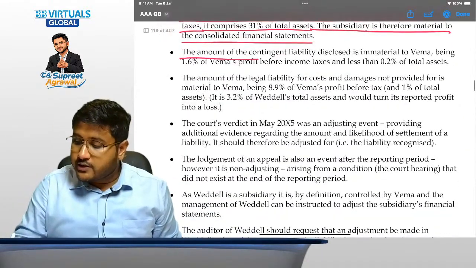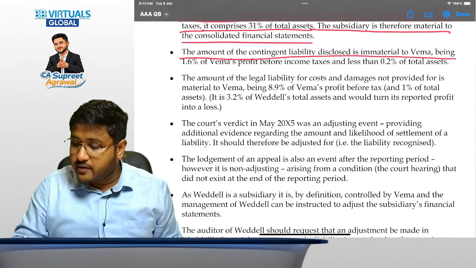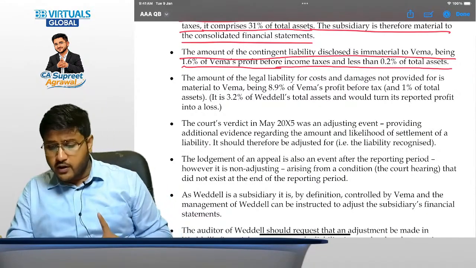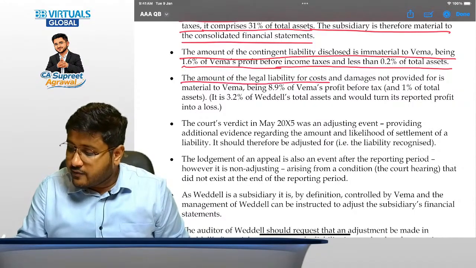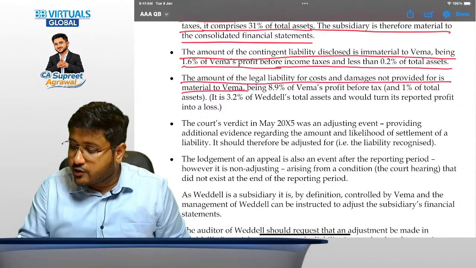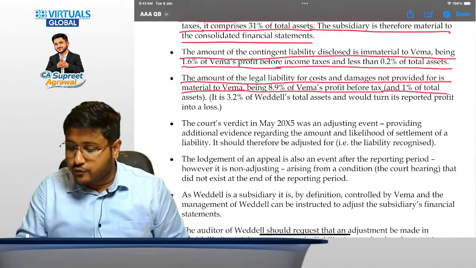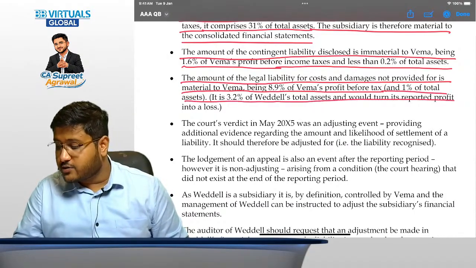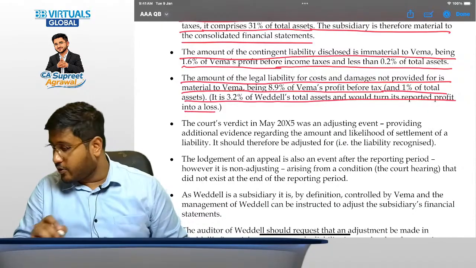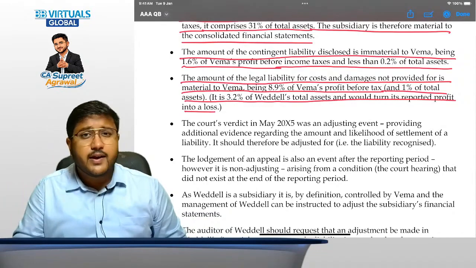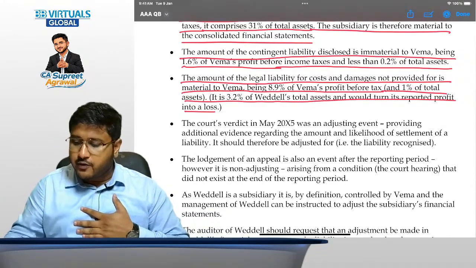The amount of the contingent liability disclosed is immaterial to WEMA, being 1.6% of WEMA's profit before income taxes and less than 0.2% of total assets. The amount of the legal liability for cost and damages not provided for is material to WEMA, being 8.9% of WEMA's profit before taxes and 1% of total assets. It is 3.2% of Weddell's total assets and would turn its reported profit into a loss. Please do these relevant calculations, and if we face any trouble in any of these calculations, please feel free to let me know.